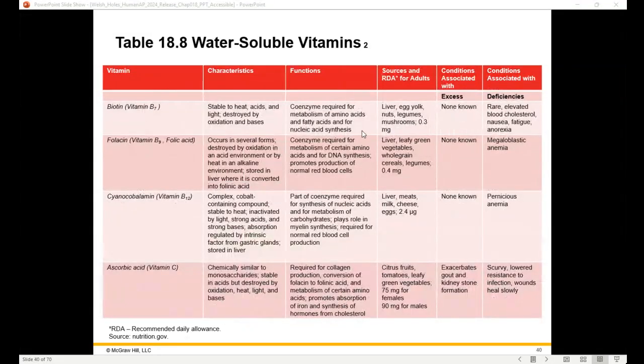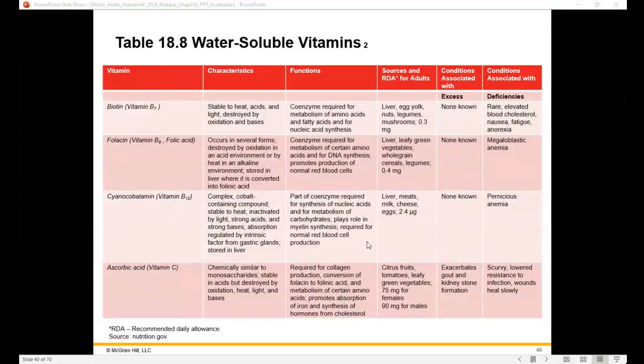Biotin, or vitamin B7. This is a coenzyme required for metabolism of amino acids and fatty acids and for nucleic acid synthesis. Folacin, or vitamin B9, also called folic acid, is a coenzyme required for metabolism of certain amino acids and for DNA synthesis. It promotes production of normal red blood cells.